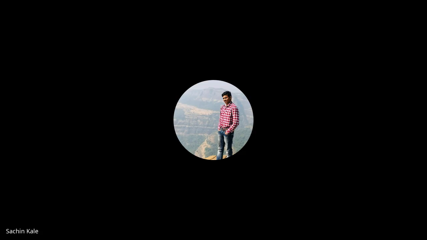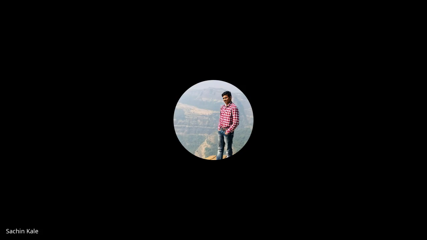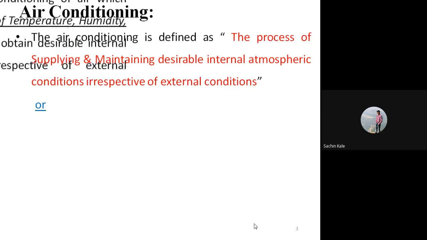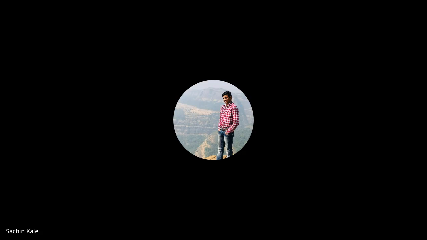Air conditioning is nothing but the conditioning of air, or the process of supplying and maintaining desirable internal atmospheric condition irrespective of external condition. That process will be called the air conditioning process. So what exactly are we doing in case of air conditioning? We are simultaneously controlling. Air conditioning can also be defined as the simultaneous control of temperature, humidity, purification of air, and air motion to obtain desirable internal atmospheric condition irrespective of external condition.